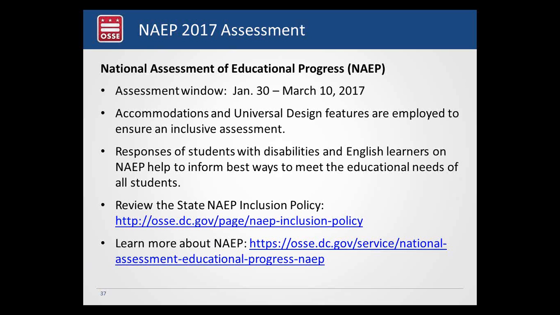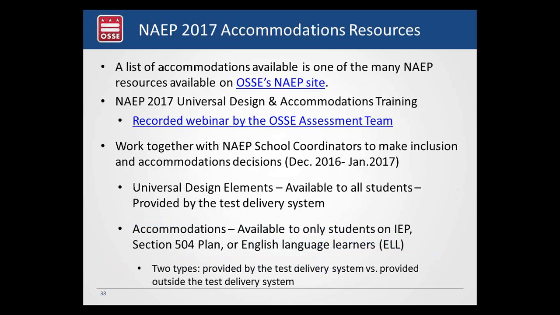Here you can find a link to the NAEP inclusion policy as well as the OSSE NAEP resource page. But in particular, if you want to see a list of accommodations available on NAEP, there is a link to that resource, which is found on OSSE's NAEP resource site. There's also a training that was recorded, I think, about a month ago and posted on the OSSE website. The NAEP assessment specialist on the OSSE team delivered a training on exactly what those universal design and accommodations features are for the NAEP, and they go more in depth on those. So I will refer you to that recording. Also on that page is a copy of the slide deck if you don't want to listen to the whole recording. But I definitely encourage you to work together with your NAEP school coordinator and make sure these features are available for students with disabilities and documented appropriately.